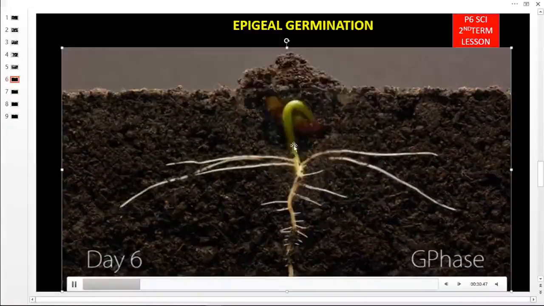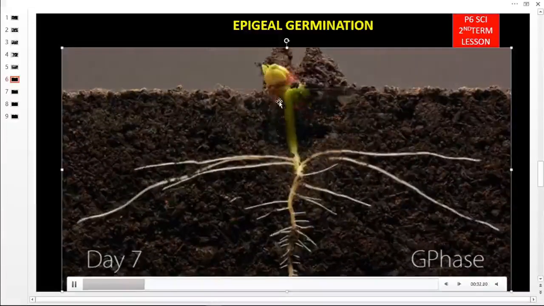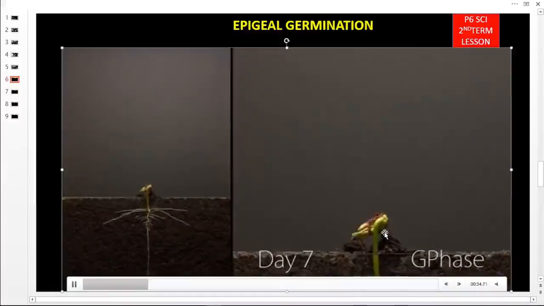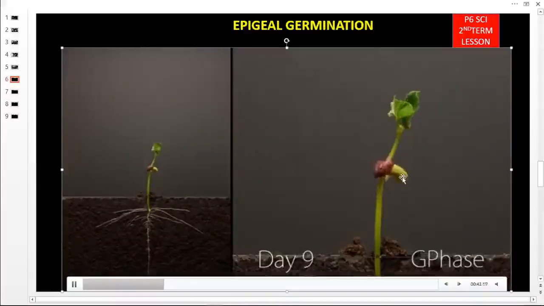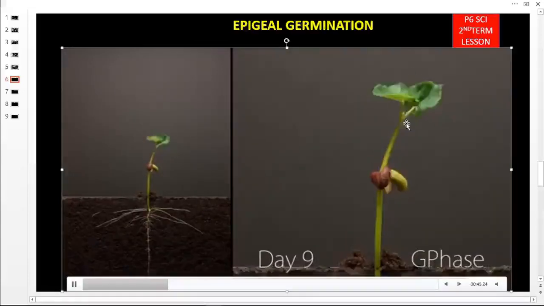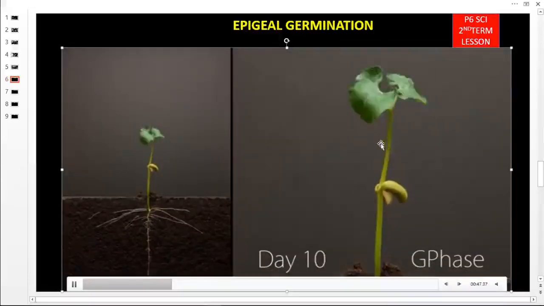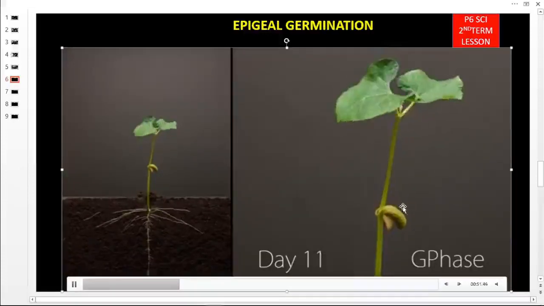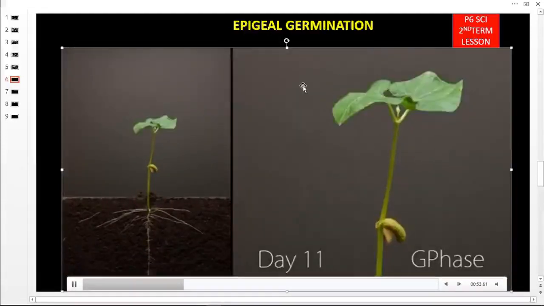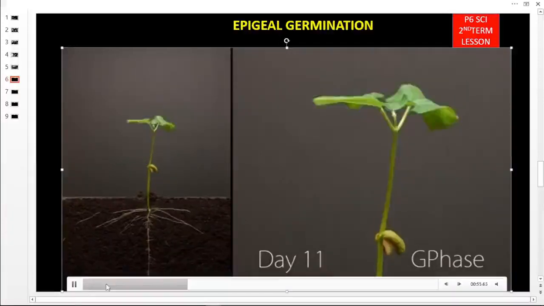So as you are seeing, this hypocotyl is pushing up. As it has been pushed out, the cotyledons have come out together with the seedling. So this is our epicotyl, this is our hypocotyl, and these are the cotyledons. Thus this is what we call epigeal germination.